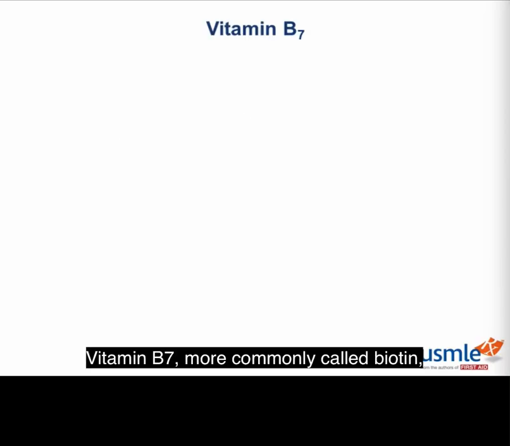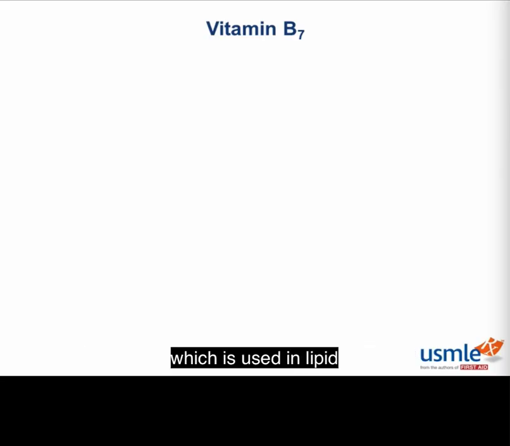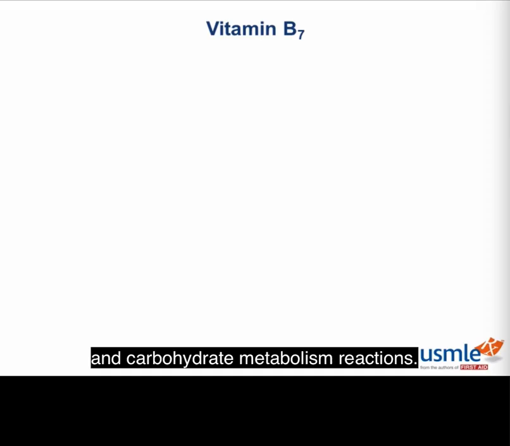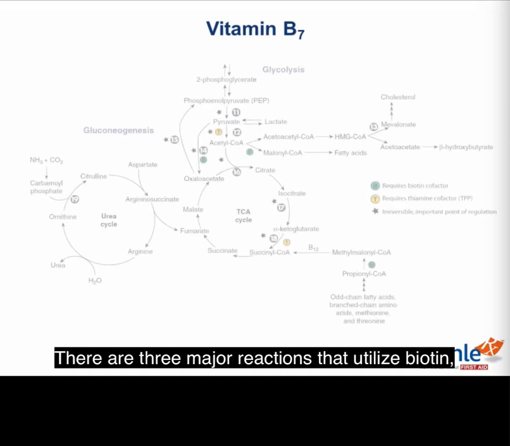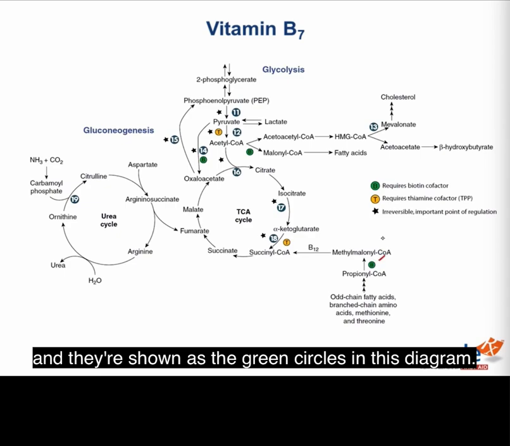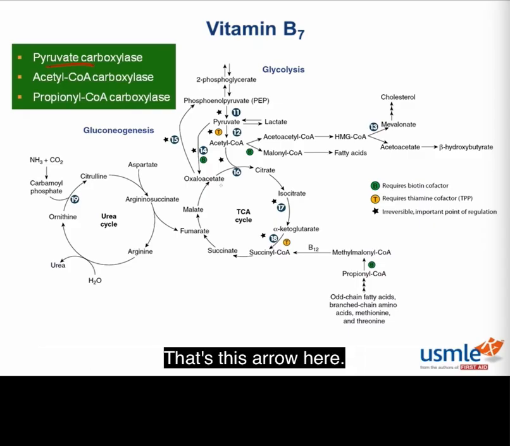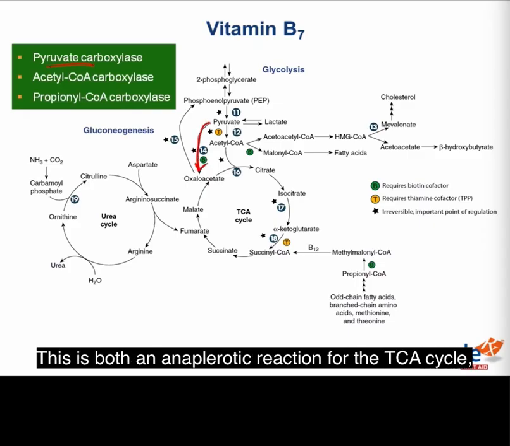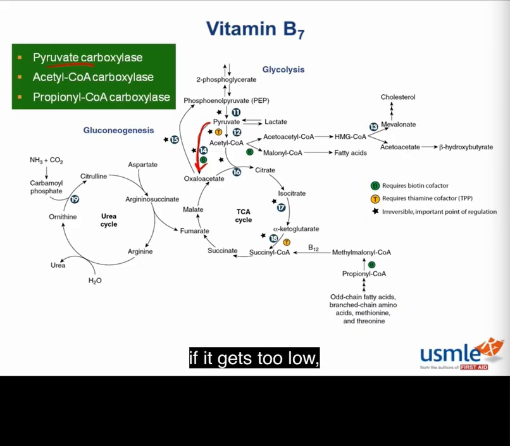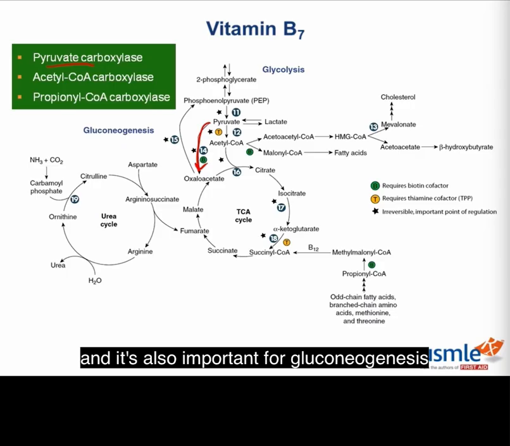Vitamin B7, more commonly called biotin, is a water-soluble vitamin found in nuts, and is a cofactor that carries carboxylate, which is used in lipid and carbohydrate metabolism reactions. There are three major reactions that utilize biotin, and they're shown as the green circles in this diagram. The first is the conversion of pyruvate to oxaloacetate by pyruvate carboxylase. That's this arrow here. This is both an anaplerotic reaction for the TCA cycle, which means that it replenishes oxaloacetate if it gets too low, and it's also important for gluconeogenesis, since that starts with oxaloacetate.